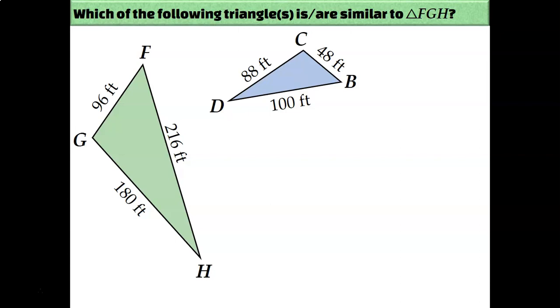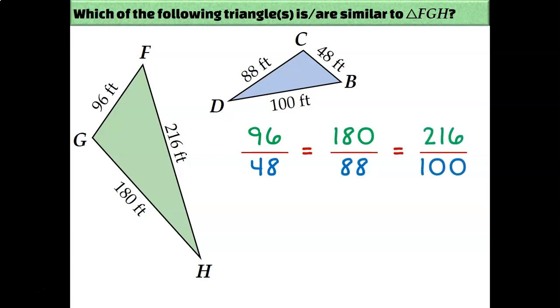The easiest way to do this is to set up a statement of proportionality, and I like to start with these small sides, and set that equal to the medium length sides, and set that equal to the longest sides. You don't have to do it in that order by any means, but I find it keeps me organized by doing small, medium, and then large. Then you'll need to reduce each of these fractions.